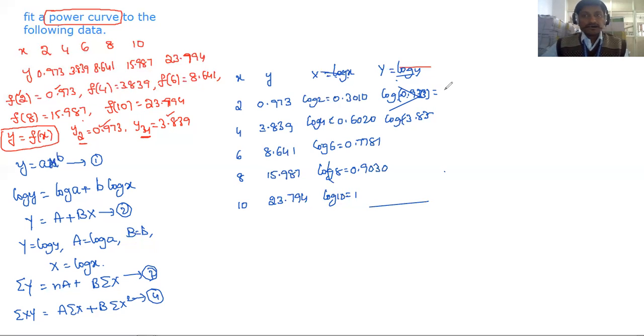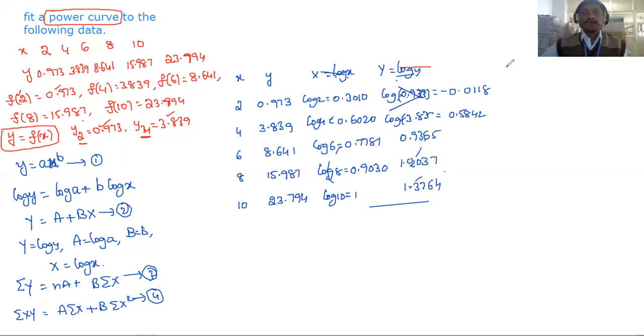Here you get the values. Here it is minus 0.0118, and next one 0.5842, and next 0.9365, and next one 1.02037, and the next value you get is 1.3764.